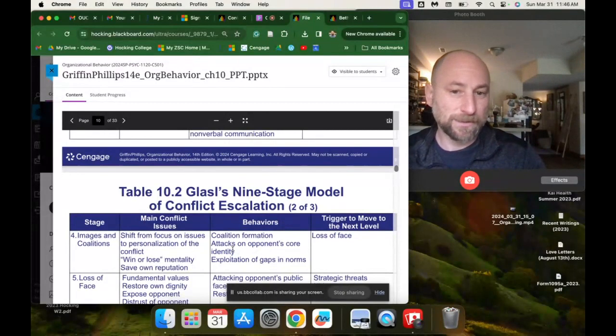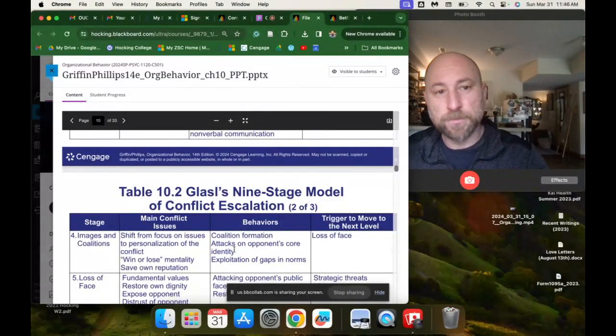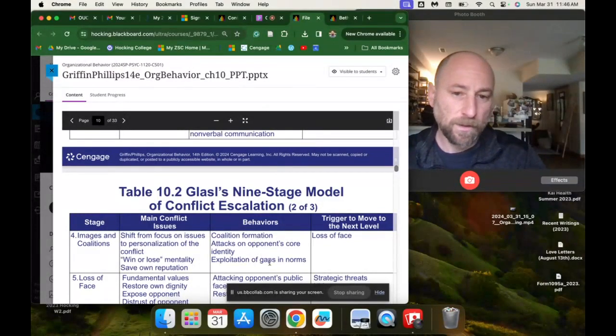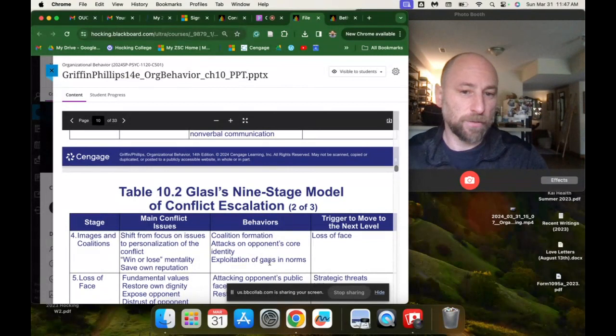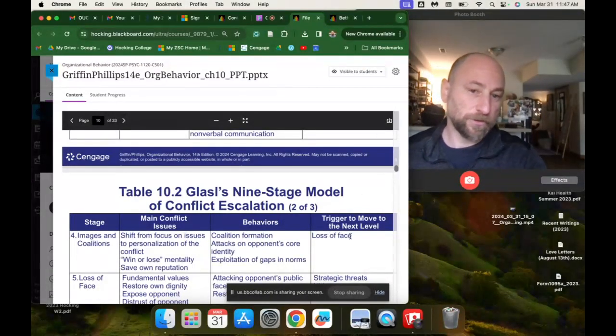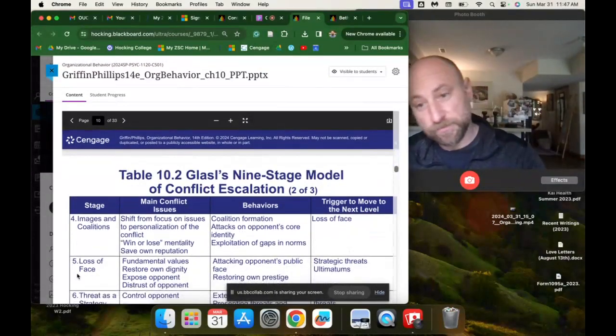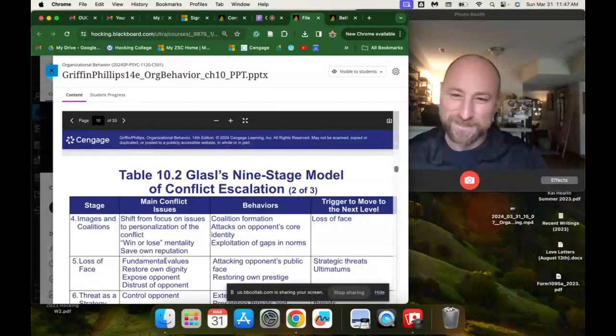There could be attacking the opponent's identity, personal attacks, insults, exploitation of gaps in social norms, right? So kind of like not going past the social norm, but just going right up to it, or maybe inhabiting that gray area between what's clearly not okay and what is okay. When one person loses face, feels embarrassed, that leads to the loss of face stage.